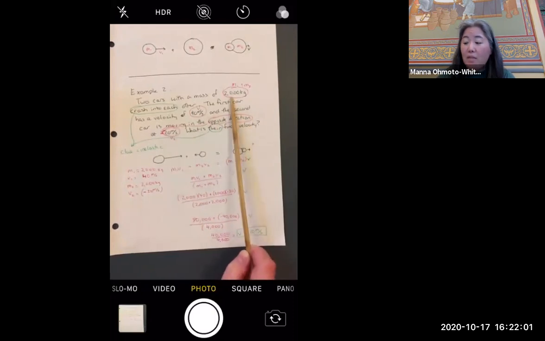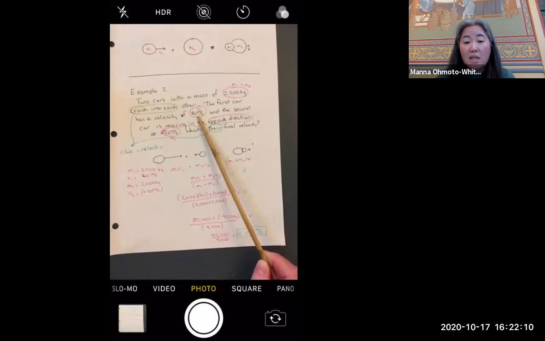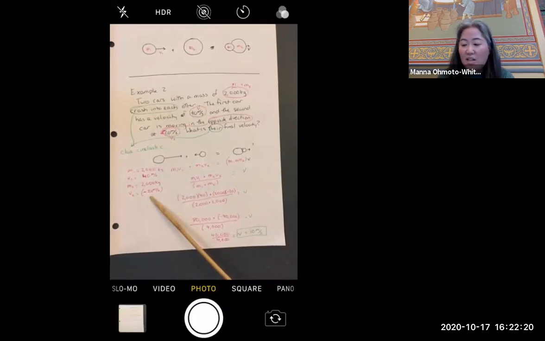They both have a mass of 2,000, so 2,000 is m1 and m2. The first car, which is v1, has a velocity of 40 meters per second, and the second car is moving in the opposite direction, so I have to add a negative sign here, and that'll be negative 20 meters per second. Did you catch all of that? So again, the masses are the same, 2,000, 2,000. The first car has a velocity of 40 meters per second, and the second car, because the words "opposite direction" are in there, has a velocity of negative 20 meters per second.